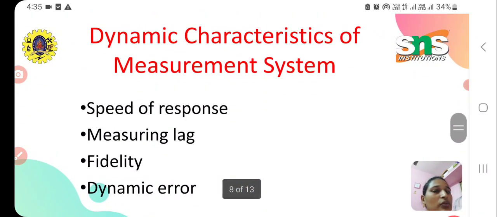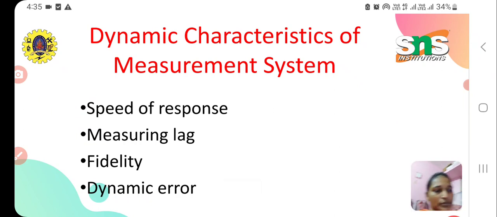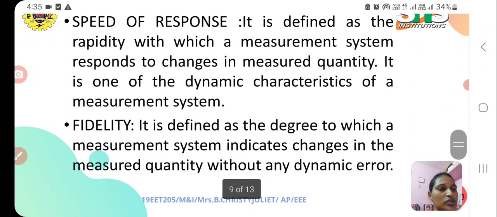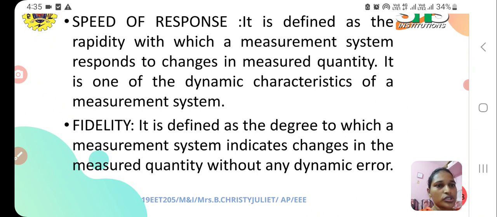Now let's see what are the dynamic characteristics of measuring systems. The dynamic characteristics include speed of response, measuring lag, fidelity, dynamic error, etc. Speed of response, as it is a dynamic characteristic, is the first and foremost characteristic, because as the name implies, the input will vary dynamically, it varies with respect to time. Hence speed of response becomes a predominant characteristic.